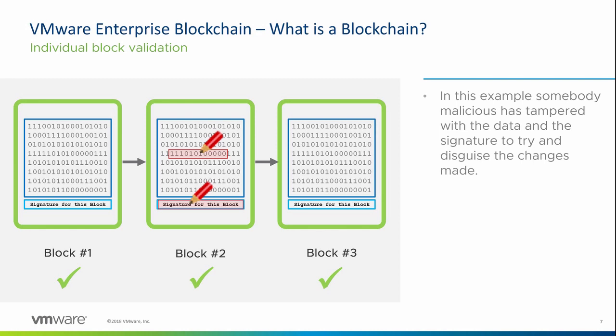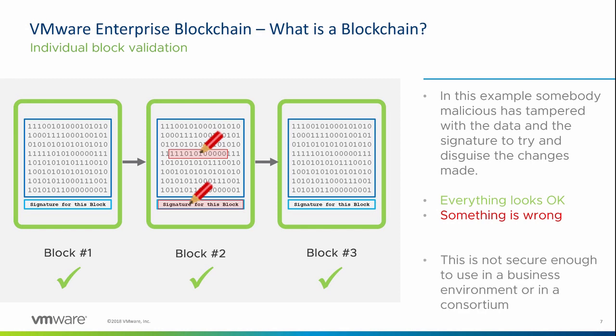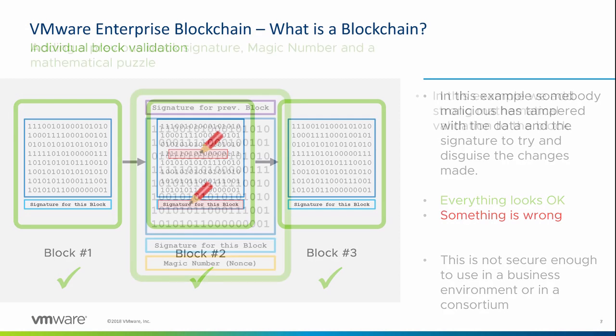So as it says here, somebody's tried to maliciously tamper with it and disguise the changes by changing the signature. So everything looks okay, but something is definitely wrong here. So you can see from this that this is not secure enough to use in a business environment or a consortium, because it is possible to tamper with the data, and as long as you modify the signature you would get away with it, or it would be hard to detect that this tampering has happened.